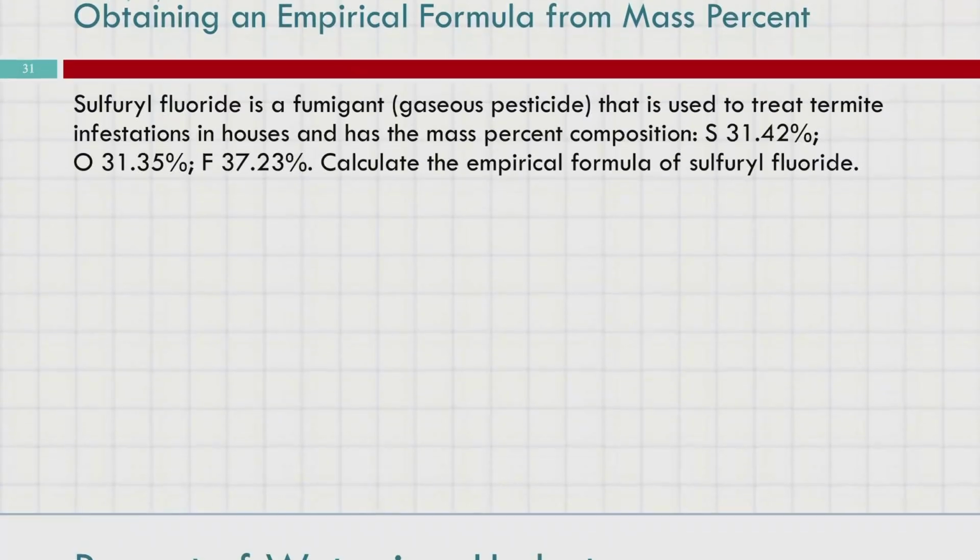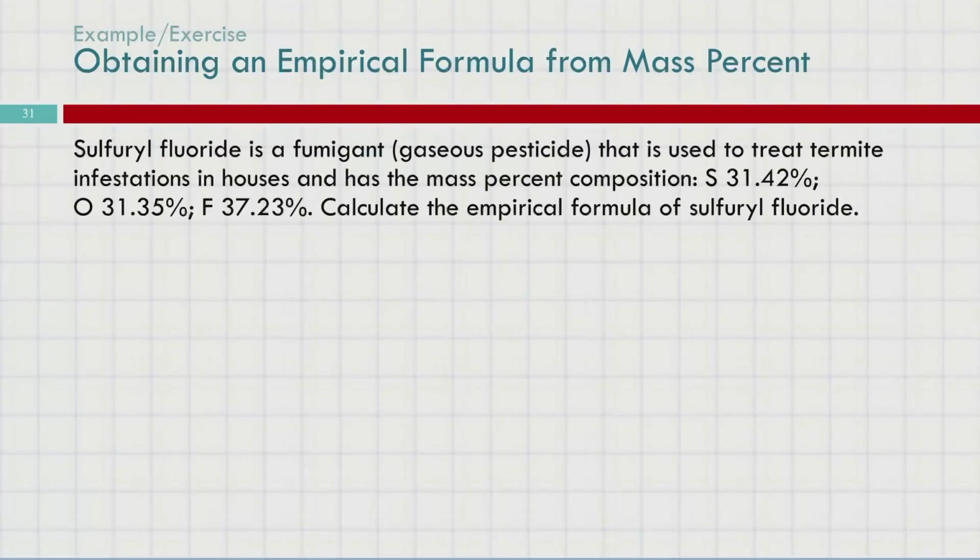All right, one for you to try. Sulfuryl fluoride is a fumigant, a gaseous pesticide that's used to treat termite infestations in houses and has the following mass percent composition. Calculate the empirical formula of sulfuryl fluoride. So that's the flavor text at the front.